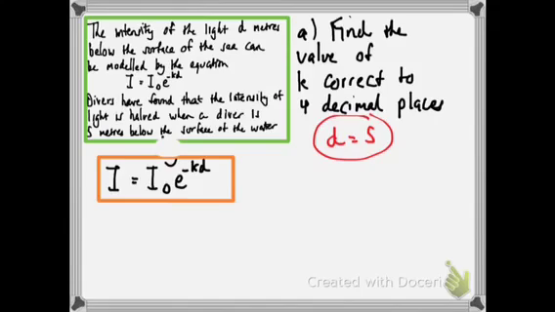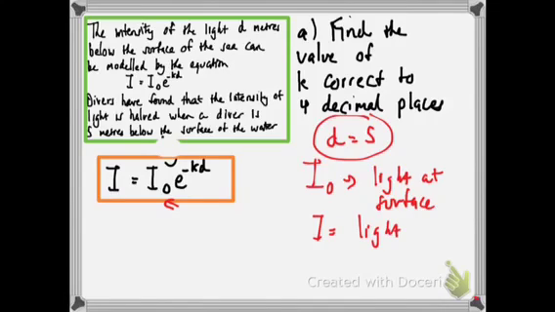But we know the intensity of the light is halved, and I've mentioned before that I naught is the light at the start, so the light at the surface if you like. So I naught is the light intensity at the surface to be exact, and I equals the light at d meters. Alright, so we know the light is halved, so it doesn't really matter.